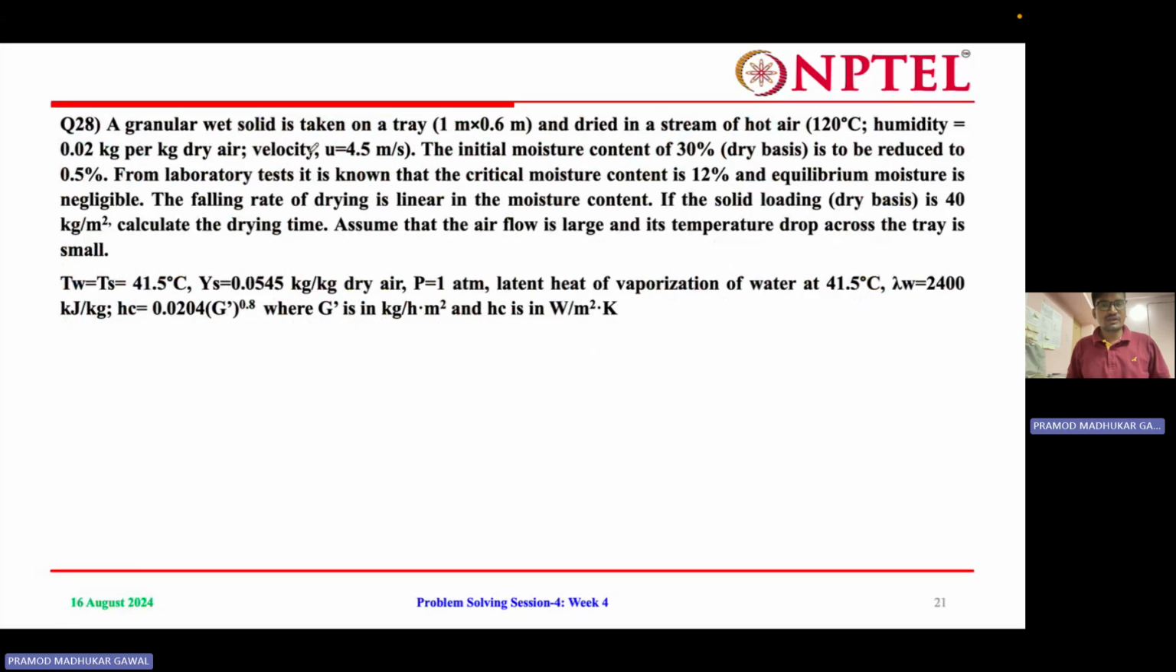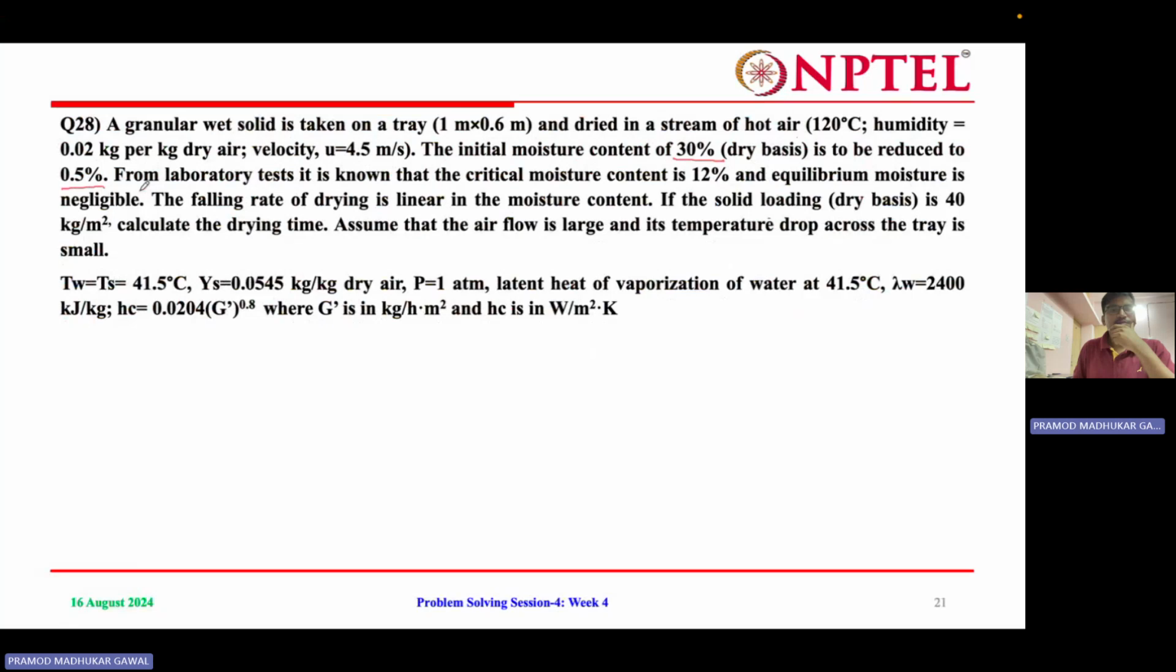A granular wet solid is taken on a tray, 1 meter by 0.6 meter, and dried in a stream of hot air at 120 degrees Celsius and humidity 0.02 kg moisture per kg dry air. Velocity u is given as 4.5 meter per second. The initial moisture content is 30% on a dry basis, to be reduced to 0.5%.